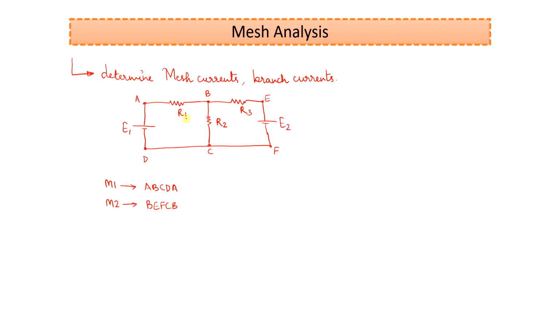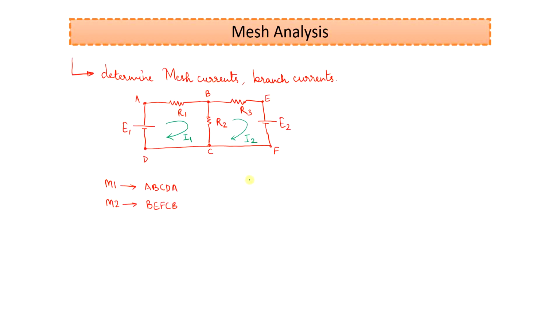For these two meshes, in order to determine the mesh currents, what we are going to do is draw the mesh currents in clockwise direction, that is in this form. So I will name the first mesh current as I1 and the second mesh current as I2. Once we draw the mesh currents, we will apply KVL to these individual meshes.